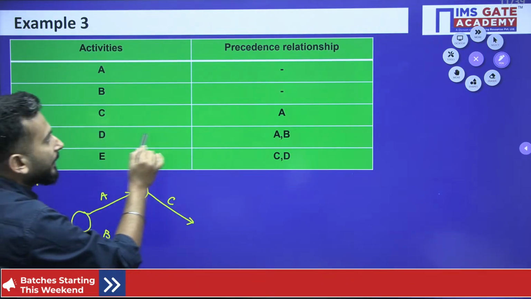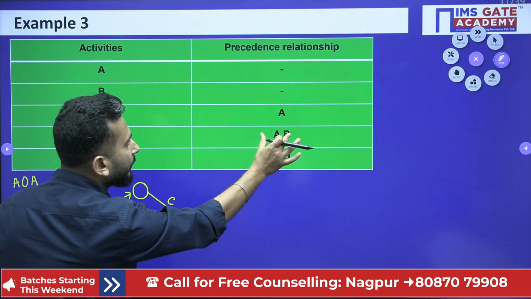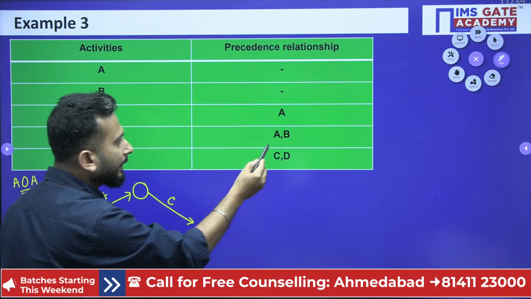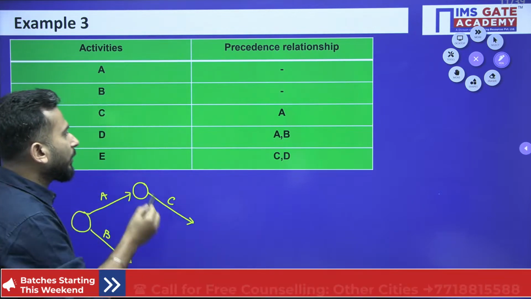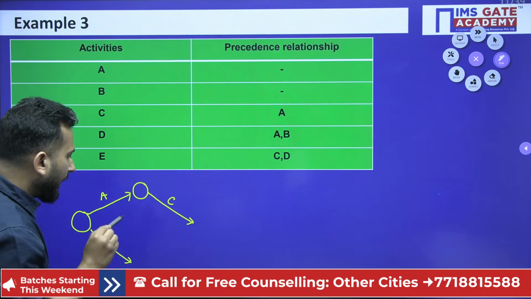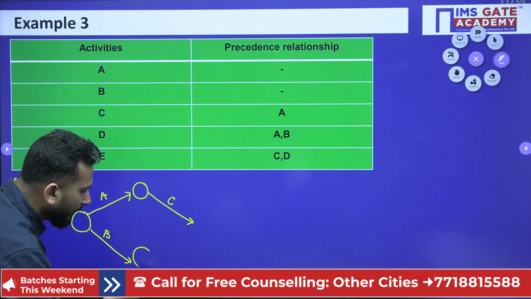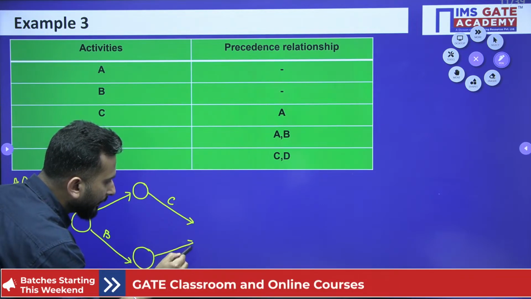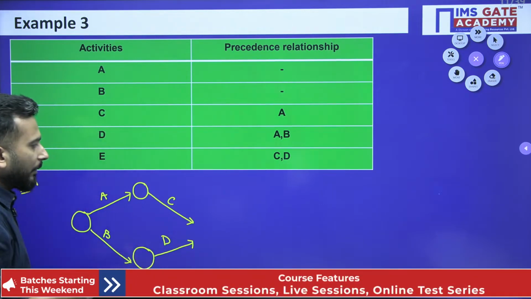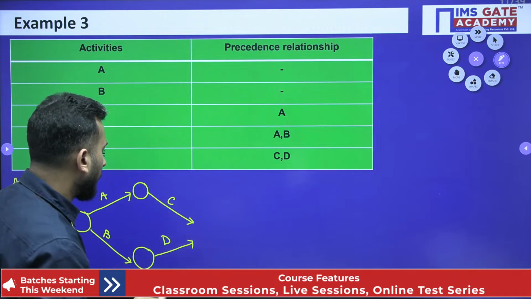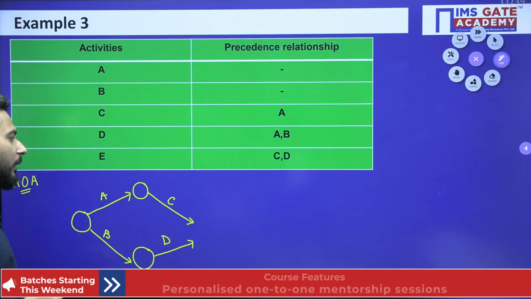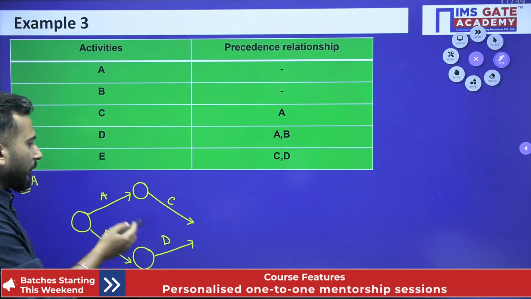D. Activity D has a precedence relationship of AB. It means that until and unless AB is done, you cannot start D. So let's say I have ended B and I'm starting D. But it should have A also. What to do? How can you draw now?